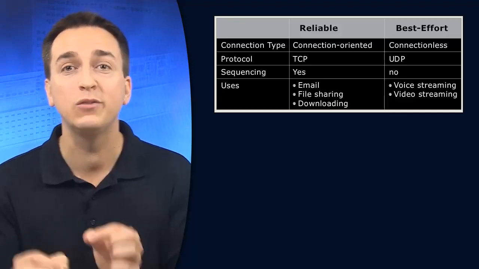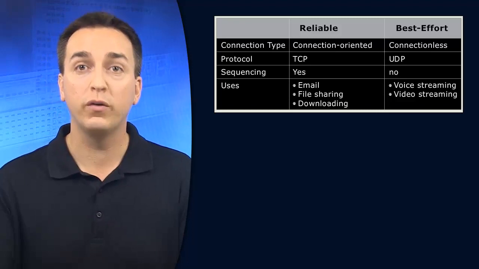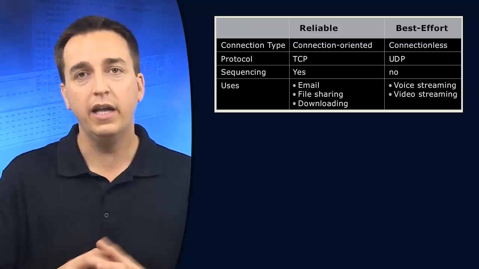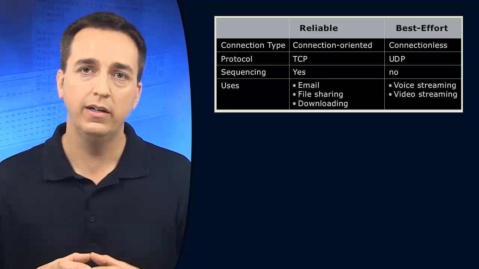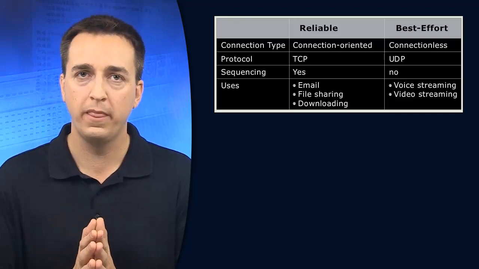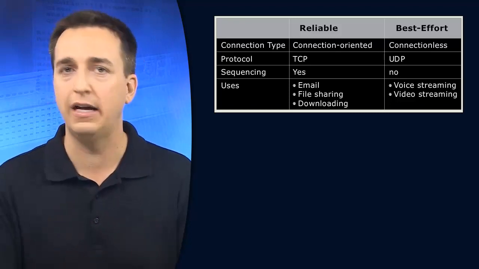If any of the pieces were missing, TCP would have gone out, grabbed those missing pieces, and made sure that the entire data segment was there. All the information was there for you. So that's true with email, file sharing, downloading, all of that.